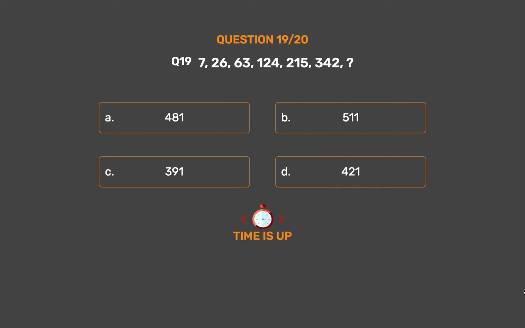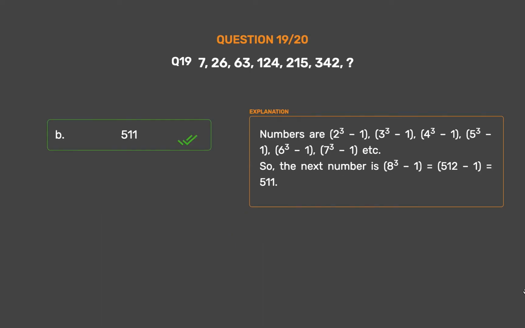The correct answer is Option B, 511. Numbers are 2 cubed minus 1, 3 cubed minus 1, 4 cubed minus 1, 5 cubed minus 1, 6 cubed minus 1, 7 cubed minus 1, etc. So, the next number is 8 cubed minus 1, equals 512 minus 1, equals 511.